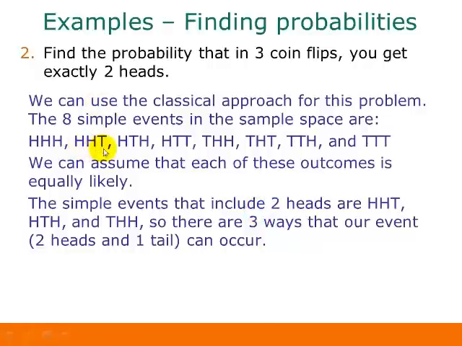So if we look at our events in our sample space, the ones that have 2 heads are head, head, tail, head, tail, head, and tail, head, head. So that tells us there are 3 ways out of the 8 in our sample space that our event can occur. That means our probability would be 3 divided by 8, or 0.375. Again, in this one, all we're doing is figuring out how many ways our event can occur, and assuming that each event in the sample space is equally likely, we divide by the number of events in the sample space, and that gives us our classical probability.